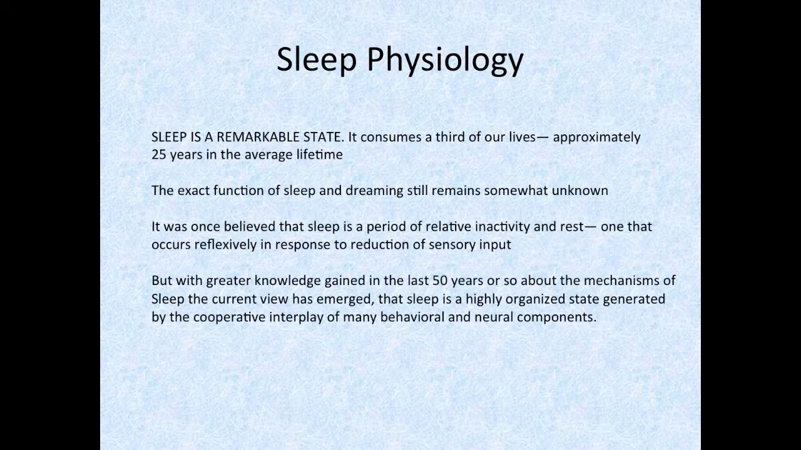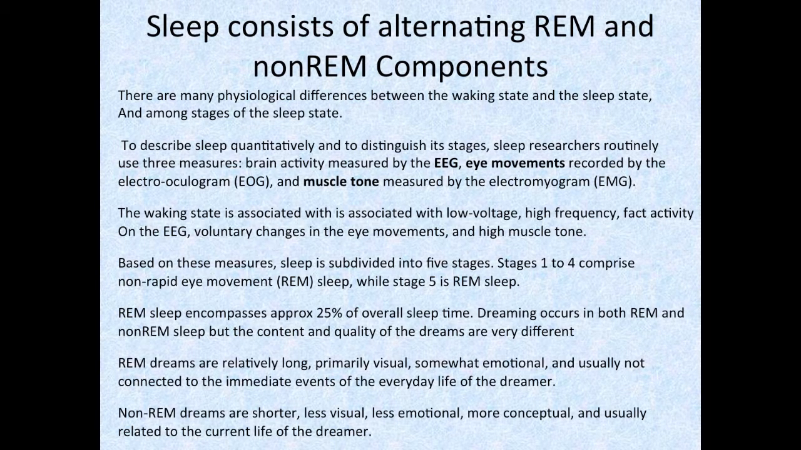But within the last 50 years of research into sleep, what's been revealed is that it's actually a highly organized and active state generated by a cooperative interplay of many behavioral and also neuronal components. So, for a healthy adult, one night's sleep will typically be approximately 6 to 9 hours long, and it will involve multiple cycles of sleep, which will alternate between two states that we call REM sleep and non-REM sleep.